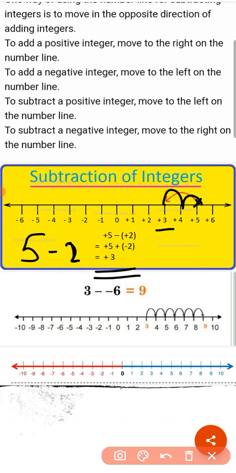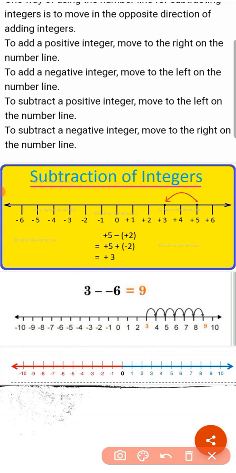Here we are subtracting two positive integers. Locate the first number, that is 5. Then move 2 steps to the left. 1, 2. So 3 is our answer.